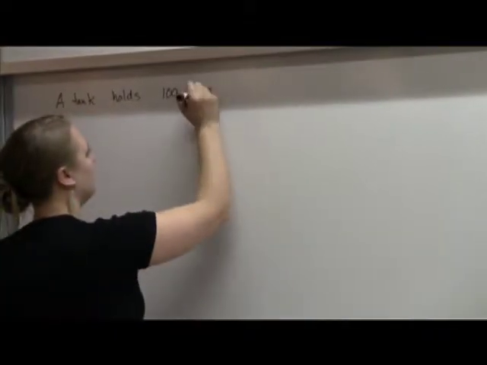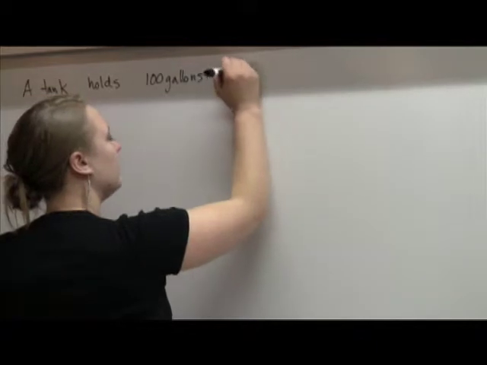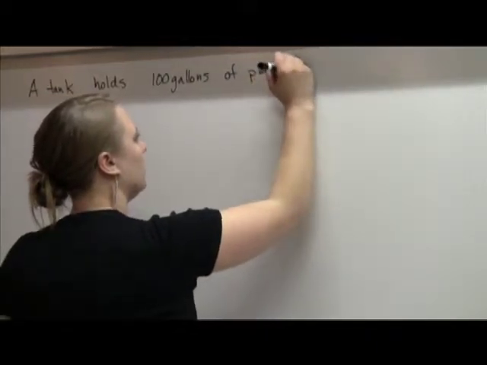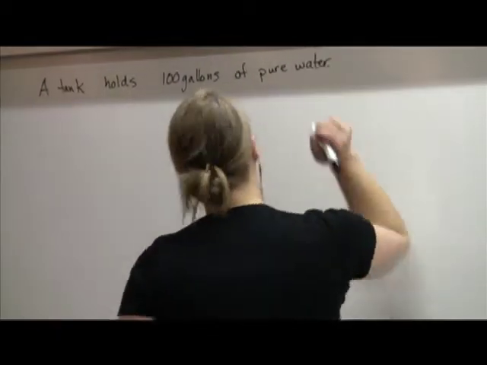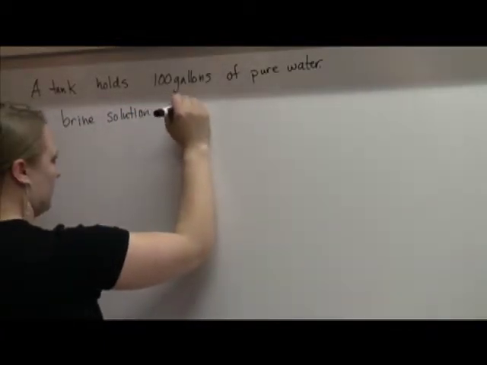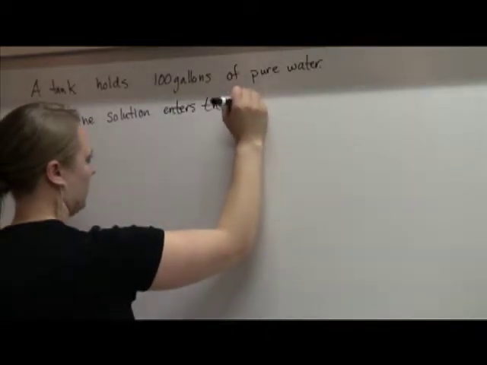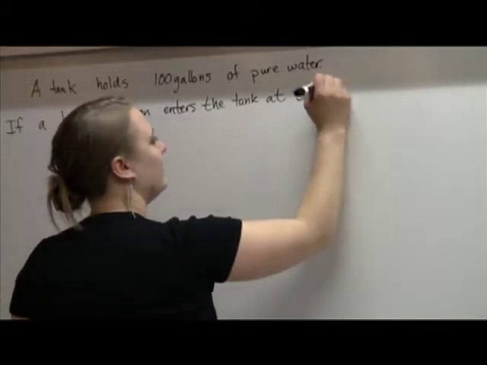That's just supposed to be all of fresh water. Pure water. If a brine solution enters the tank at, pick a number 1 to 5. 3. It is 3 gallons per minute.